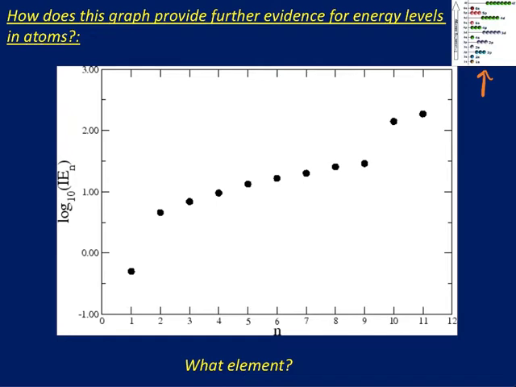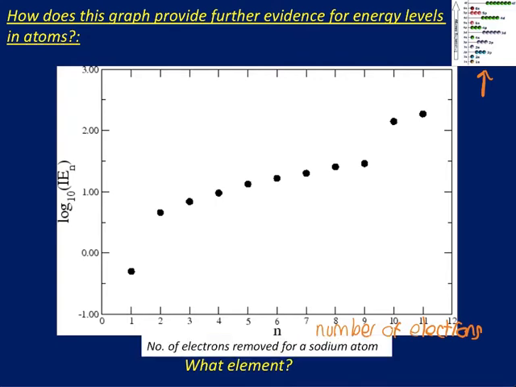So this is showing you the log of ionization energy, and this is showing you essentially number of electrons. So can you work out what element this might be? If you count 1, 2, 3, 4, 5, 6, 7, 8, 9, 10, 11 electrons, so if you're 11 electrons, you must be a sodium atom. So that's the first question, what element?